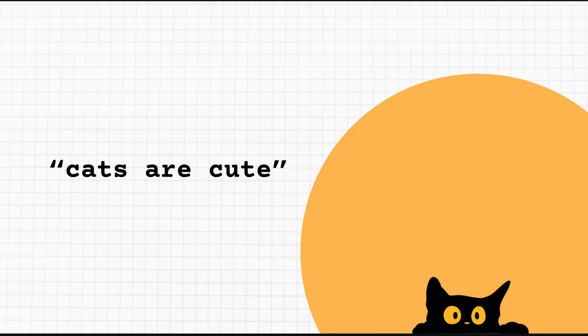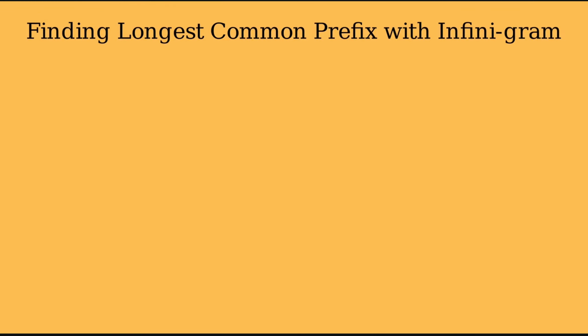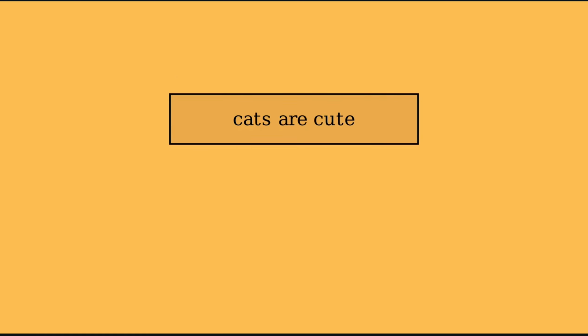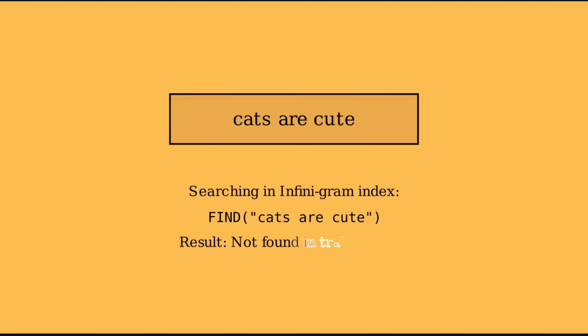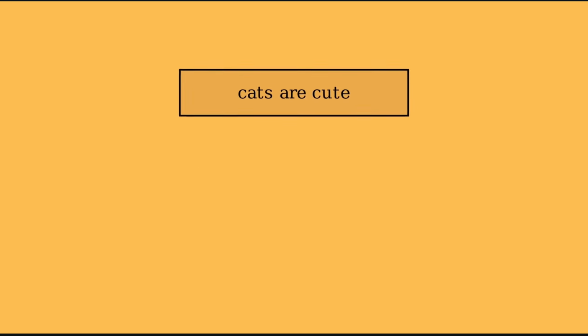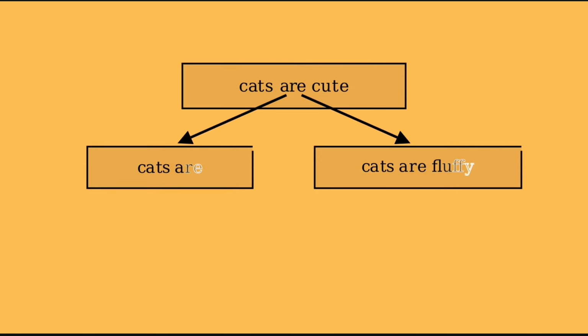Now let's take a toy example of a sentence such as cats are cute. So the model output, cats are cute. Let's check if this exact phrase appears in our training corpus. Let's assume that we search our training data using Infinigram, but the exact phrase isn't found. Instead, Infinigram returns the lexicographically closest matches. Cats are and cats are fluffy.